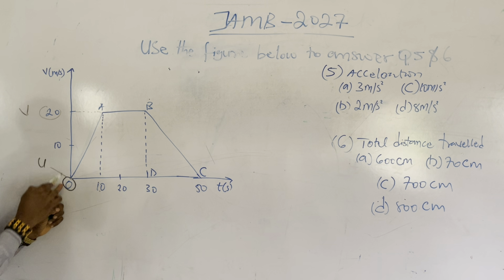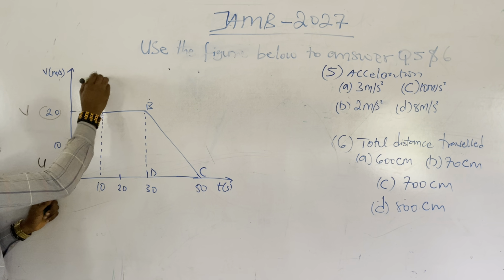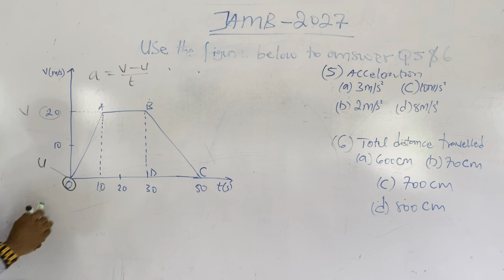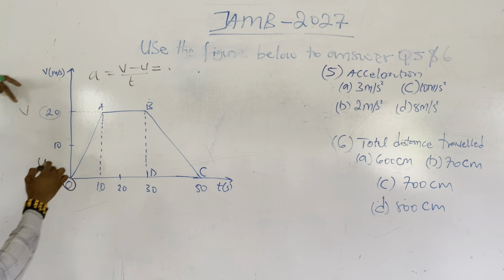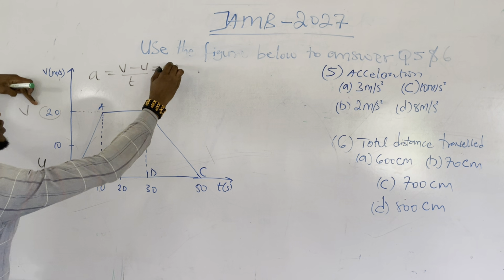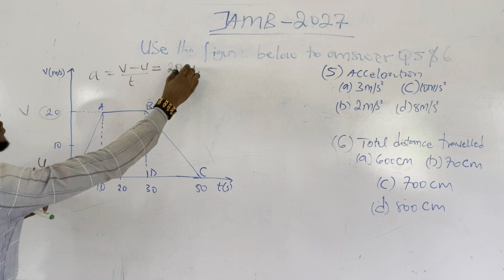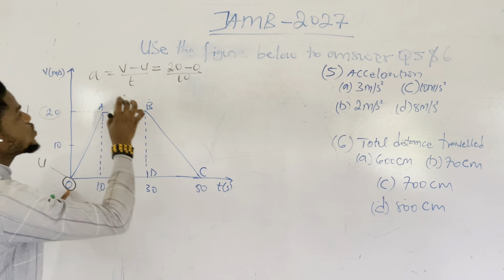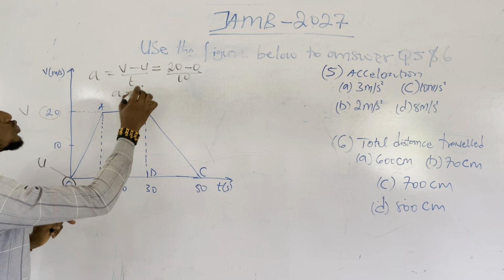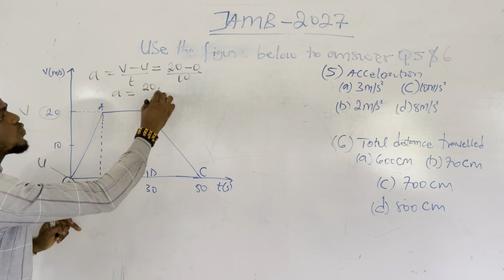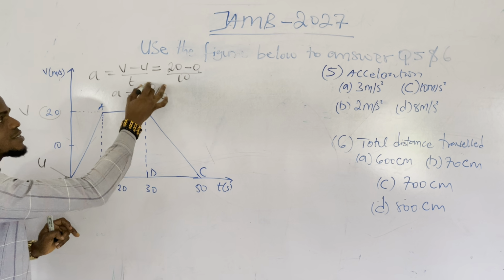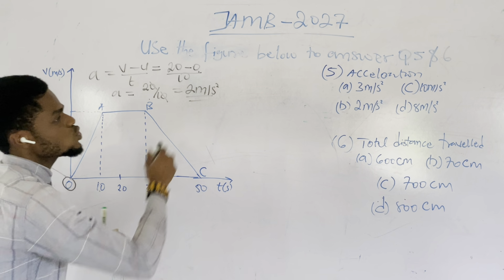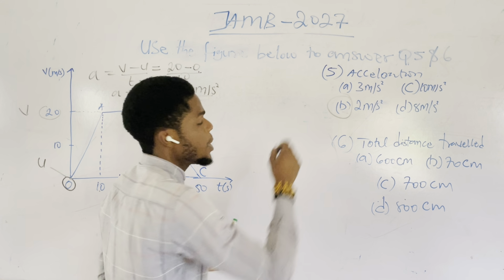Therefore, you can say that acceleration equals final minus initial velocity over time. Our final velocity is 20, and initial velocity is 0, while the time elapsed is 10. So acceleration equals 20 all over 10, 0 cancels 0, and the answer here is 2 meters per second squared. So the correct option there is option B.